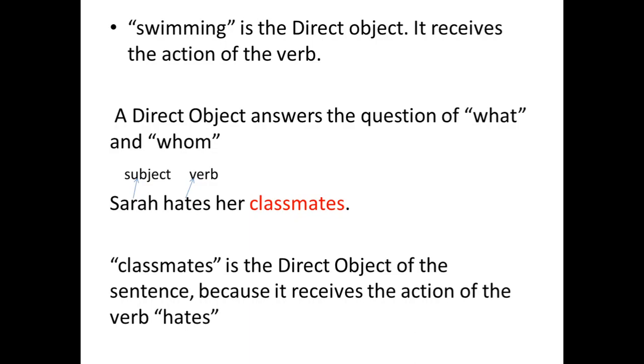So, again, classmates is the direct object of the sentence, right? It is the direct object of the whole sentence because we made a question out of this sentence. So now we know classmates is the direct object of the action verb hates, because it receives the action of the verb hates.